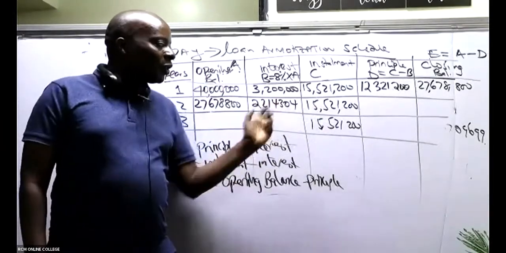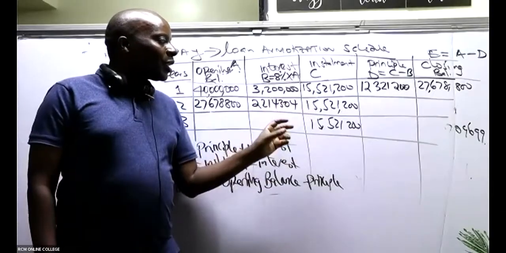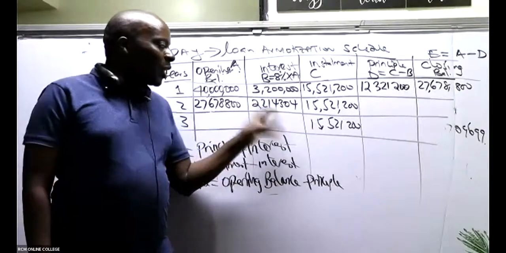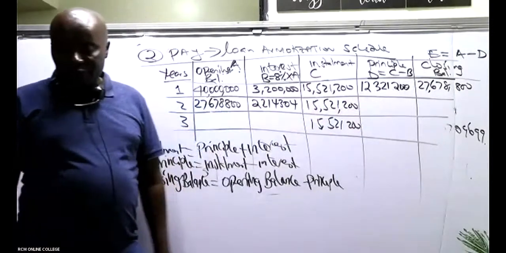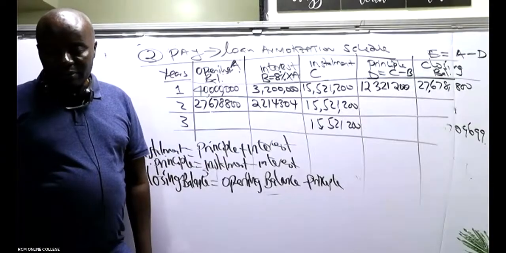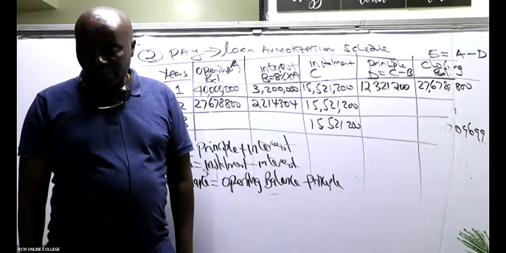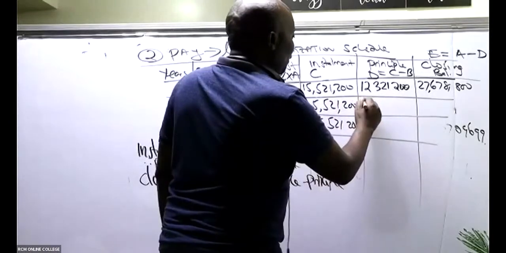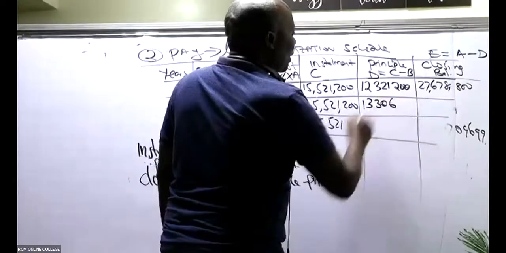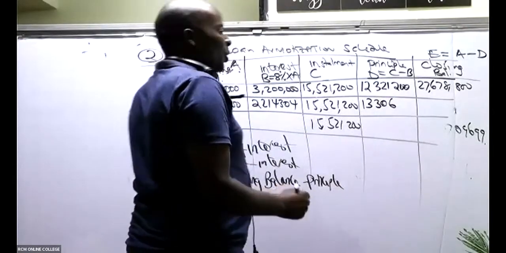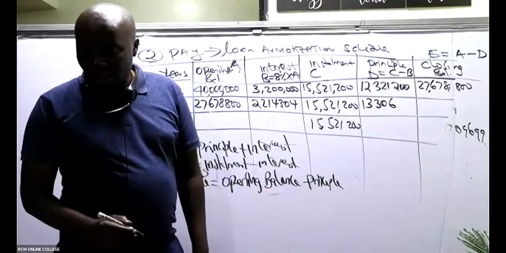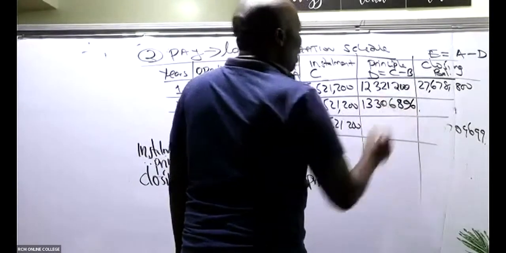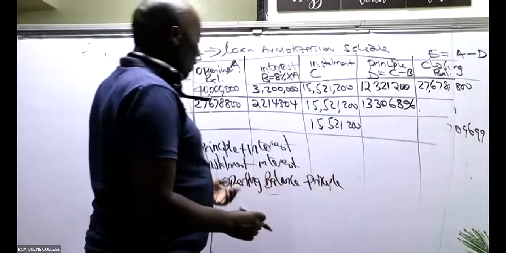This installment here covers two things. And now once I know the interest, then getting the principal will not be a big deal. I will take 15,521,200 and subtract this to get the principal here. So 13,306,896. I'm almost finishing. Thank you so much. And therefore, closing balance is very easy.